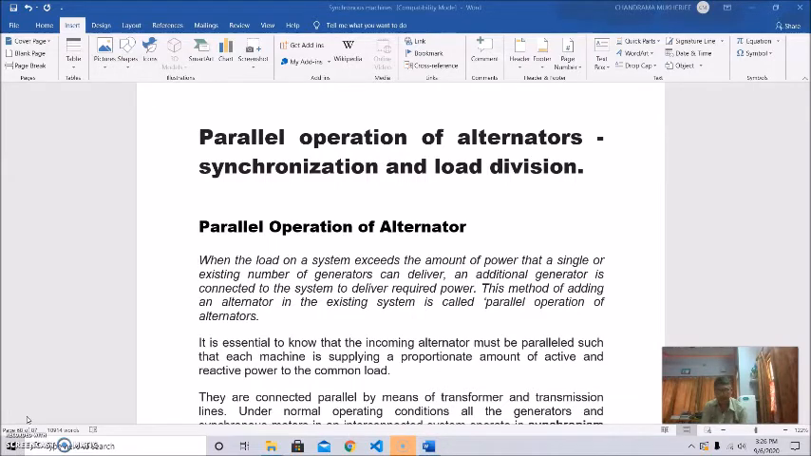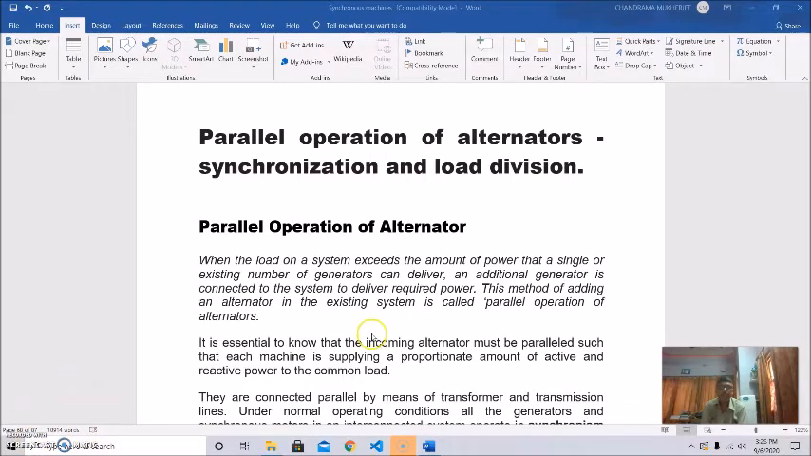So once again, I am repeating, when the load on a system exceeds the amount of power that a single or existing number of generators can deliver, an additional generator is connected to the system to deliver the required power, and this method of adding an alternator to the existing system is called parallel operation of alternators.